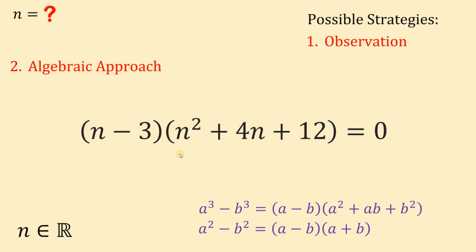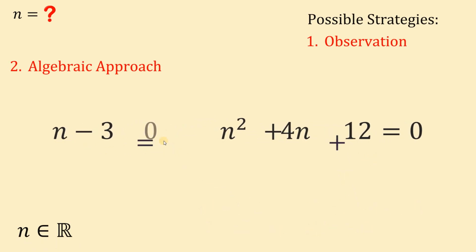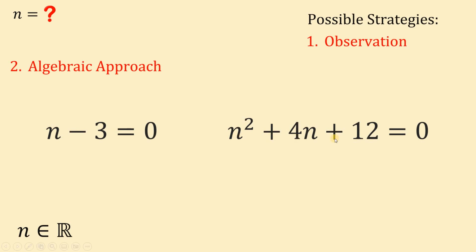Now, since it is equal to 0, we can say that n minus 3 equals 0, or n squared plus 4n plus 12 equals 0. On the first equation, if we add 3 on both sides, we get that the value of n must be equal to 3. And we got this value using observation, right? And we know that n equals 3 is correct.